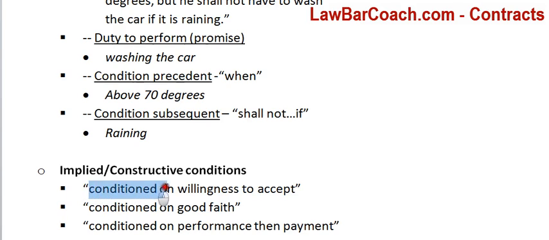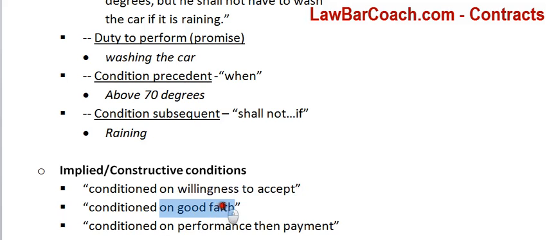One of them is the condition on willingness to accept. If we make a contract where I'm going to deliver corn to you on Tuesday and I show up and you have a moat around your farm, you can't then tell me that I didn't deliver the corn, because my duty to deliver the corn is conditioned on you having a willingness to accept. If you put up a moat, then I no longer have a duty to deliver it, because you don't have a willingness to accept.